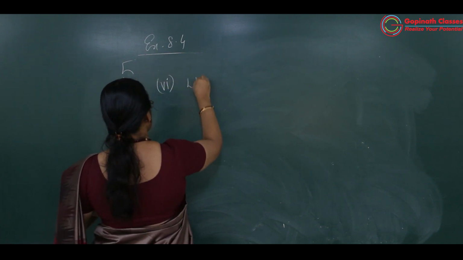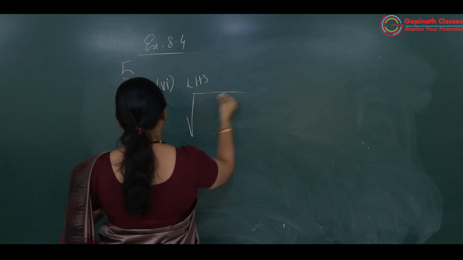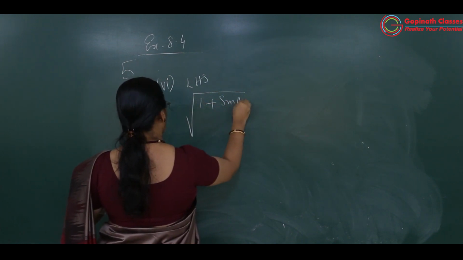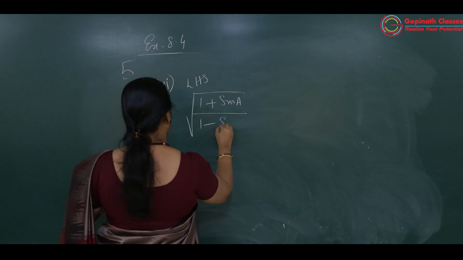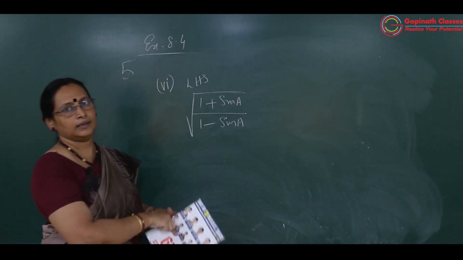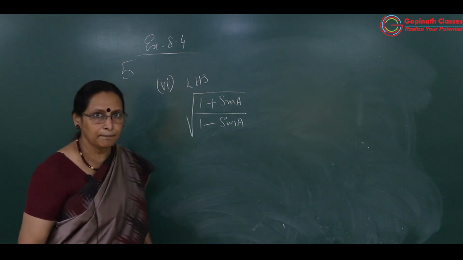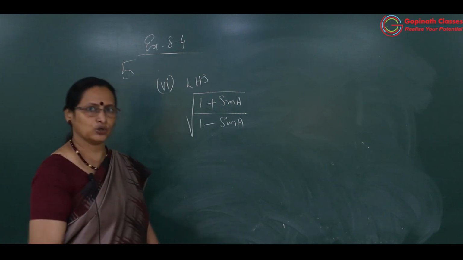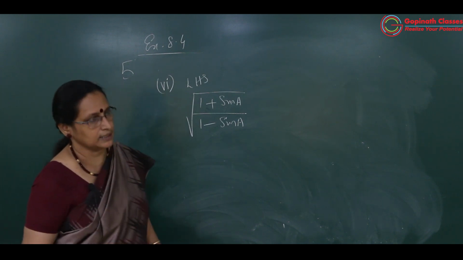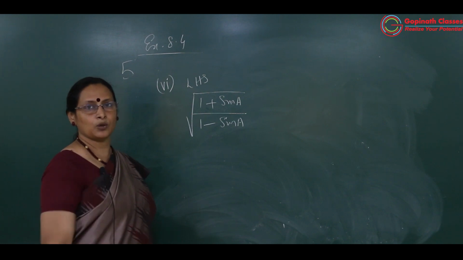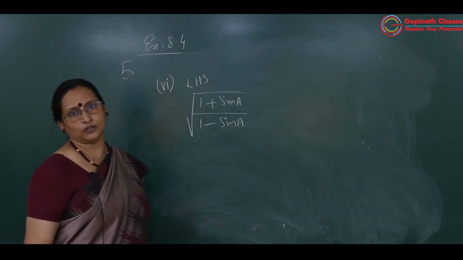6th. The LHS is under root of (1 plus sin A) upon (1 minus sin A). Look, this is also the LHS. Nothing can be done. It's in a very simple form. Sin A, nothing to change. Better not to change. In such cases, there is a method known as the conjugate of the reciprocal.